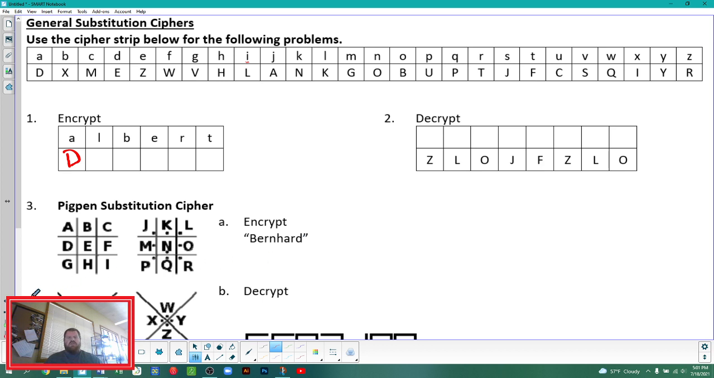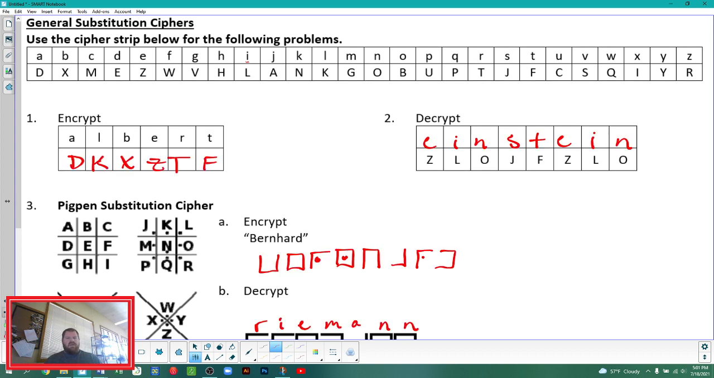Hopefully you had a chance to do that. Now that you've had a chance to do those problems, let's go ahead and see how you did. Albert becomes DKXZTF. And I went with Albert Einstein, so the decryption becomes Einstein. My theme today was famous mathematicians. I thought I'd have a little fun with that. And Albert Einstein was one of those.